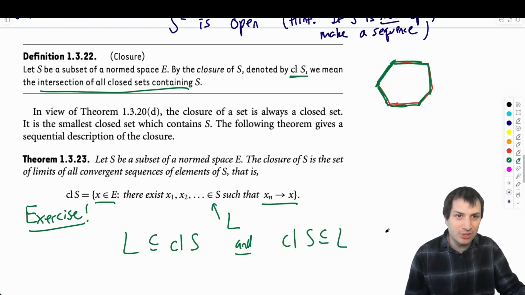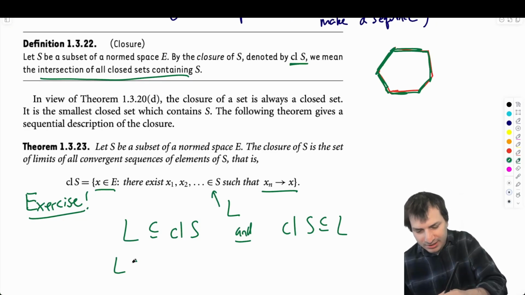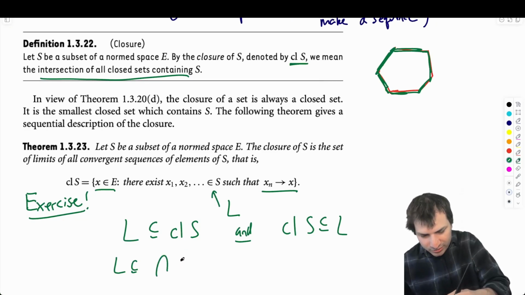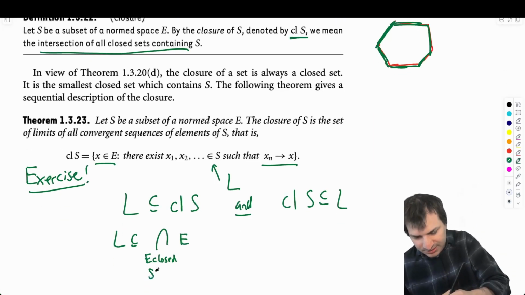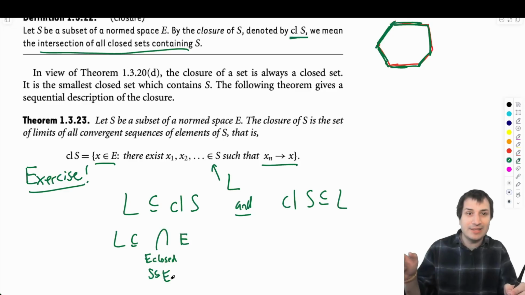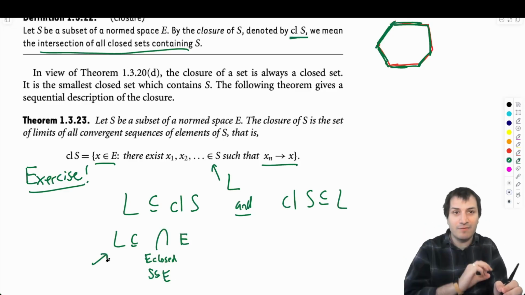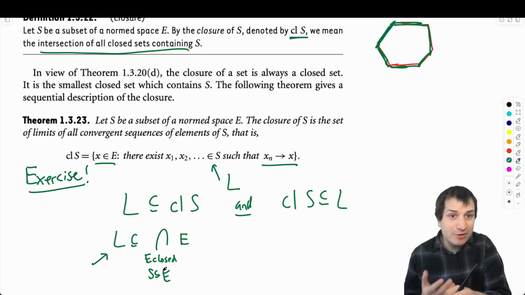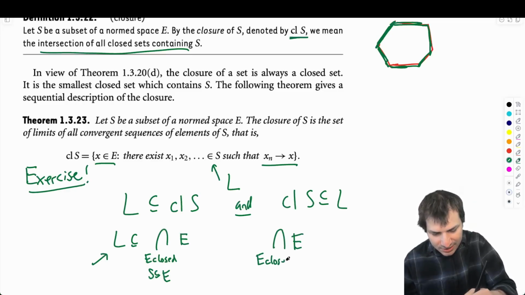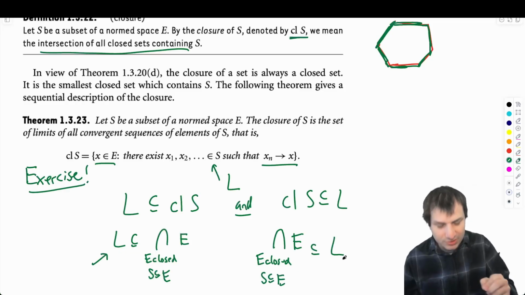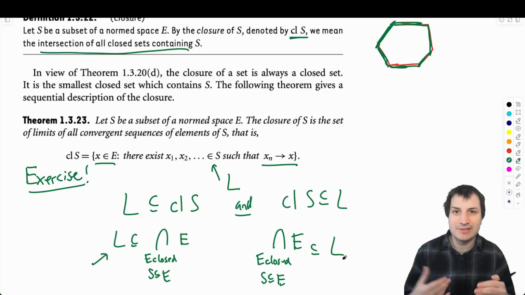And again, what's the definition of the closure? The closure is the intersection of all the closed sets E, where E is closed and S is contained in E. S is a subset of E. So if L is a subset of that, then it has to be a subset of every single such E. So that's what you prove to prove that one. And then the other way, you prove that if you're in every single such E, then you must be in L. So you prove inclusions both ways. That's my hint for this one.